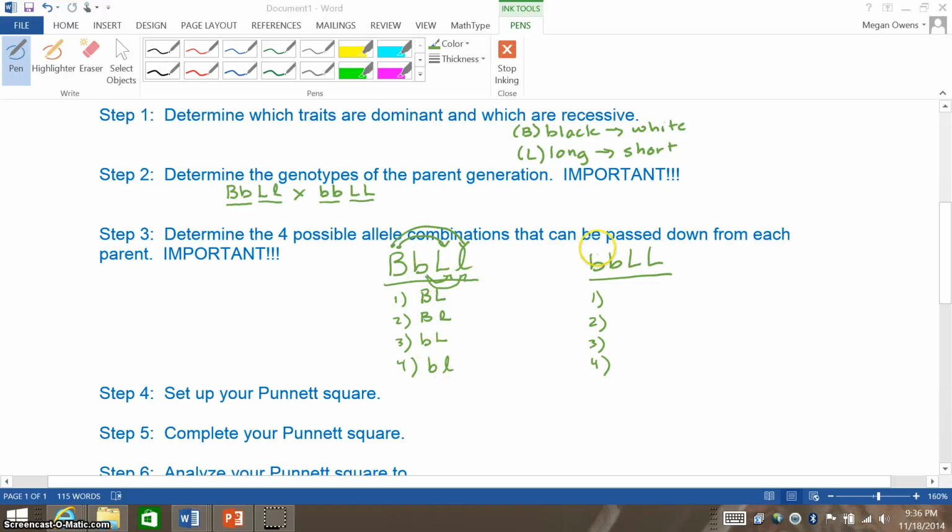If I do the same thing over here for the second parent, all four of my options are little b, big L.